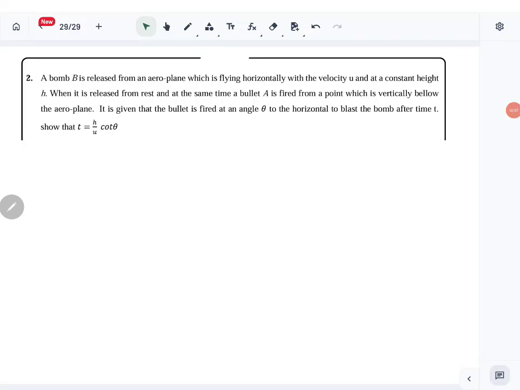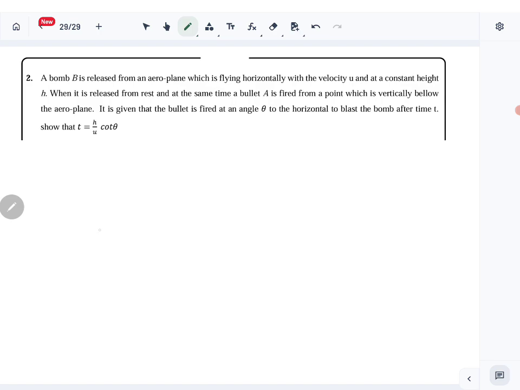Right. Let's look at question number 2 in the applied paper. So this is the projectile question. A bomb B is released from an aeroplane which is flying horizontally with velocity u at a constant height h. It is released from rest, and at the same time a bullet A is fired from a point which is vertically below the aeroplane. It is given that the bullet is fired at an angle theta to the horizontal to blast the bomb after time t, and we have to show that time t is equal to this expression, right?